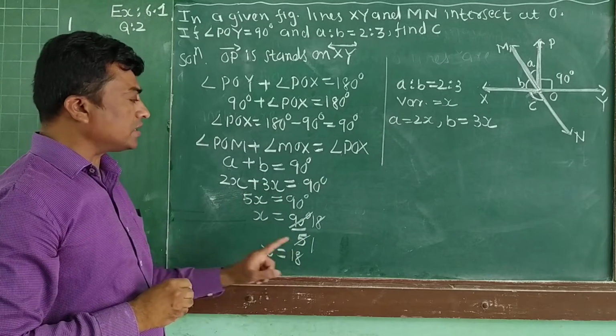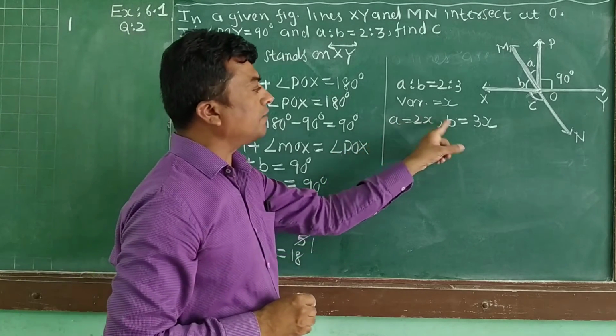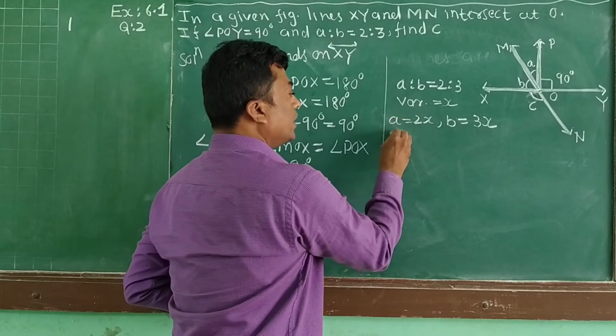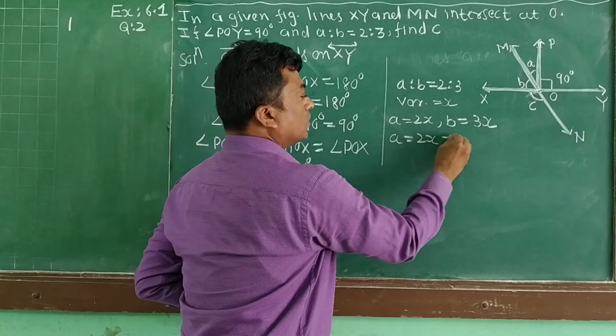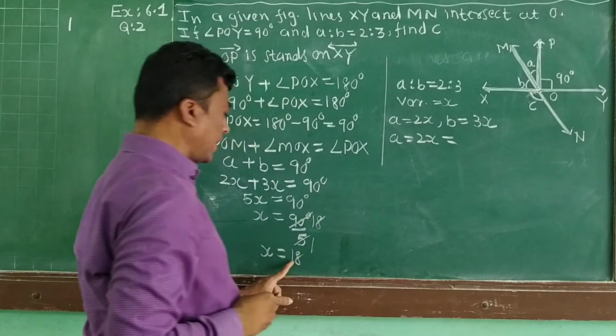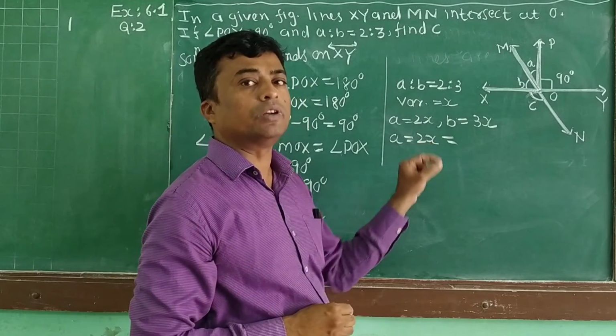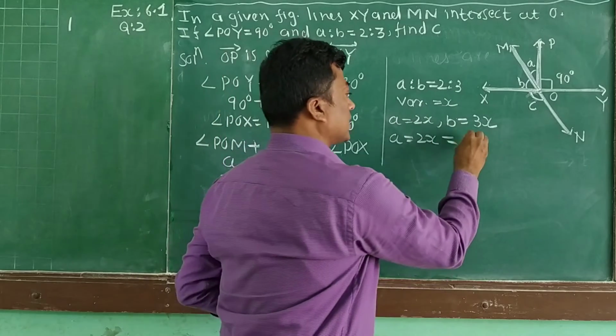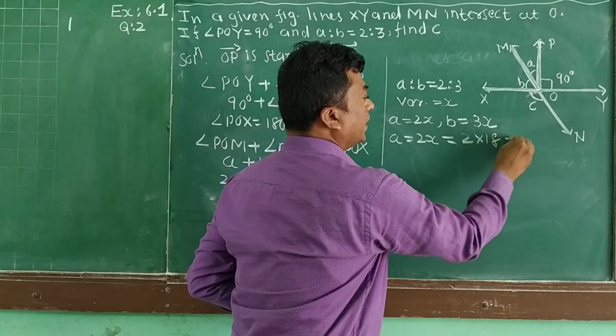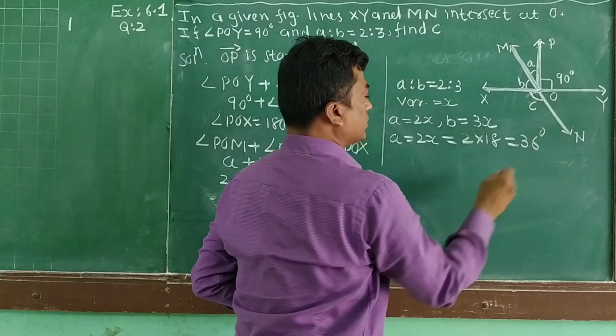Now see children, x is equal to 18, so a and b we can easily find. A is equal to 2x, so instead of x we can write 18. Between 2 and x any sign is not given, so we can write a multiply sign. So 2 multiply 18 is equal to 36.